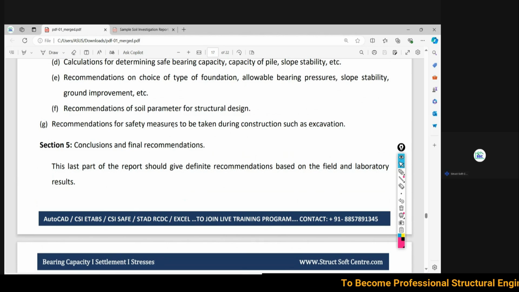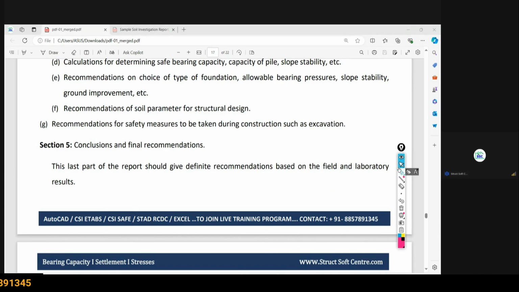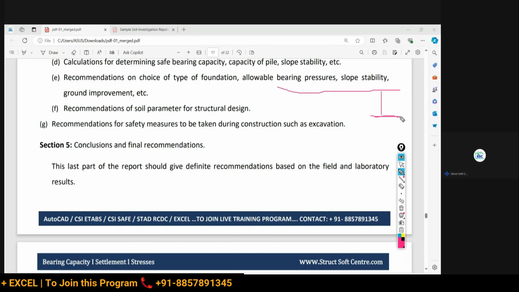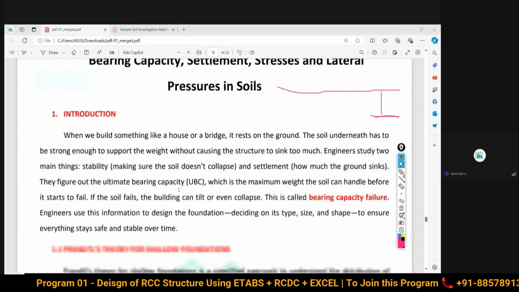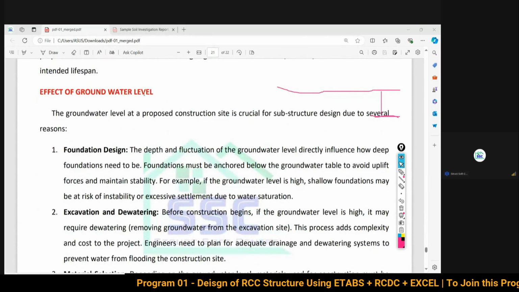For example, on a proposed land, the geotechnical engineer has noted the ground level, meaning if your water level is close to the ground surface, in that situation what will be the challenges at the time of execution for the foundation. Actually, I have added here the effect of groundwater level.